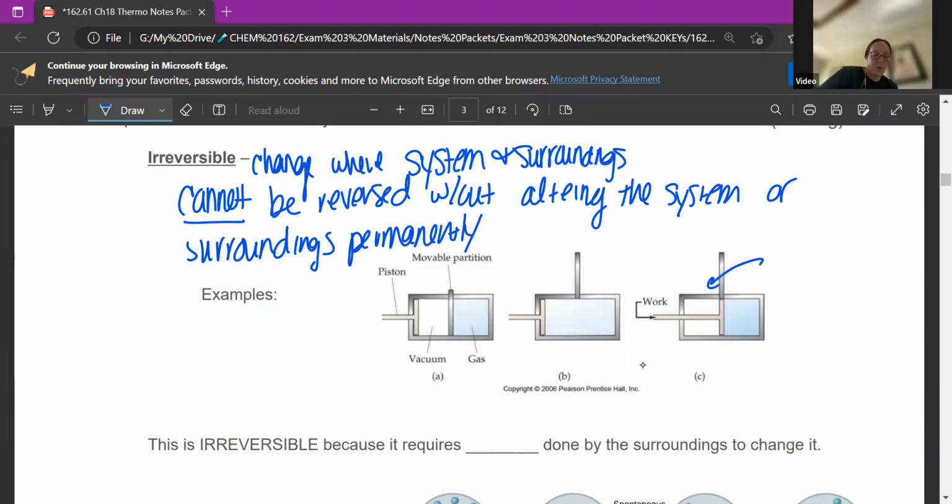So here work was done to change the container. Okay, so it's going to expand in there. I can't just put it back in and it'll reverse. It doesn't work like that. This is irreversible because it required work done by the surroundings to change it. So to go backward, I actually had to do work.